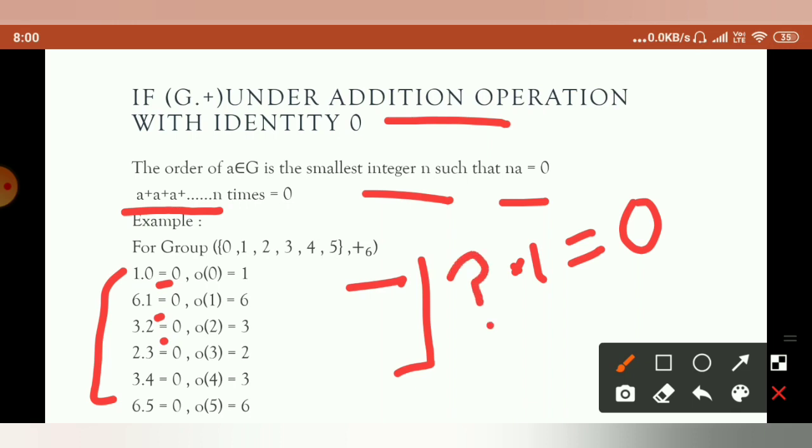So the least number which when multiplied with 1 gives us 0 is 6, because this is the addition modulo 6 group. So we have to take the remainder after dividing by 6. The remainder becomes 0 only if this number is a multiple of 6. So the least, or smallest, multiple of 6 is 6 itself. Similarly, we have written all the orders of different elements.